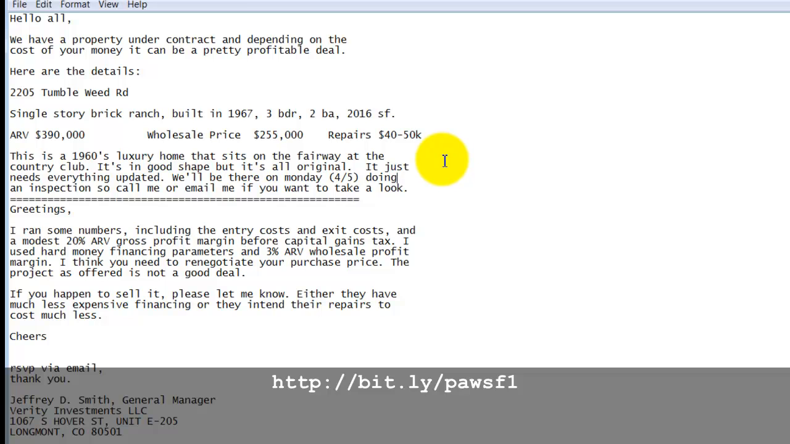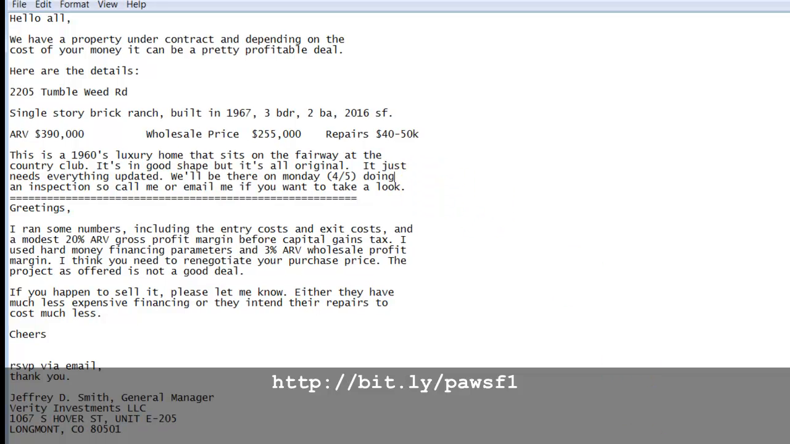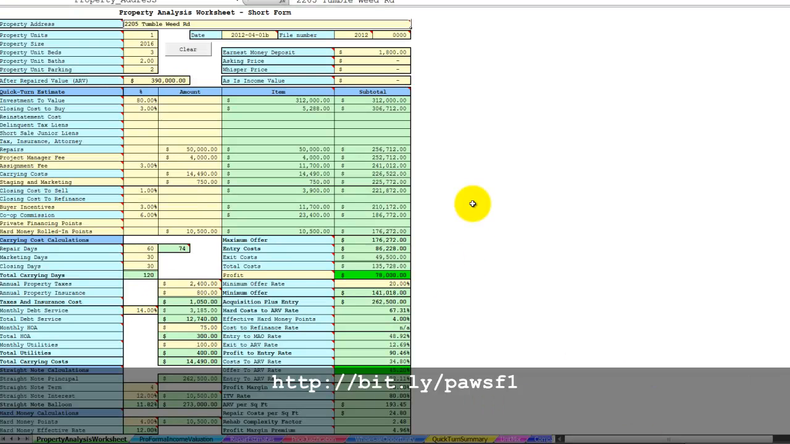In looking at the neighborhood and looking at information online, it looks like this property is actually worth about $350,000. However, I decided to use the ARV as stated, the repairs as stated, and I ran some numbers. This is the analysis worksheet.